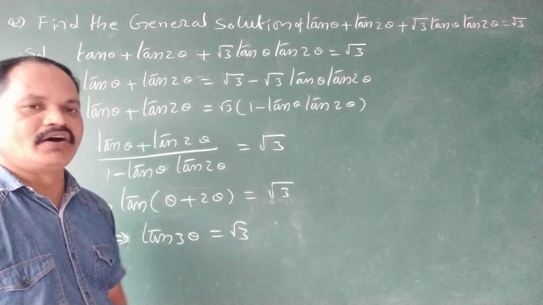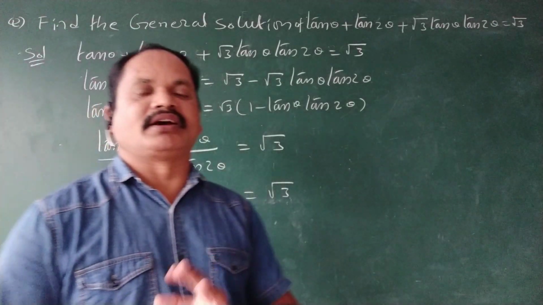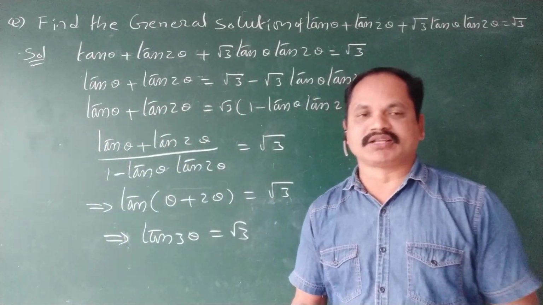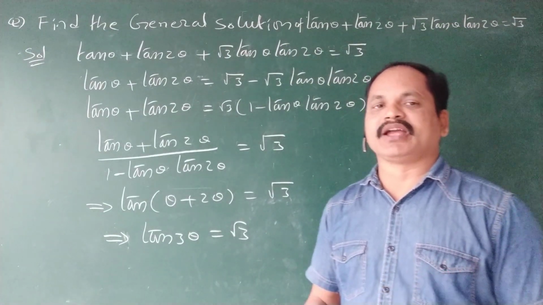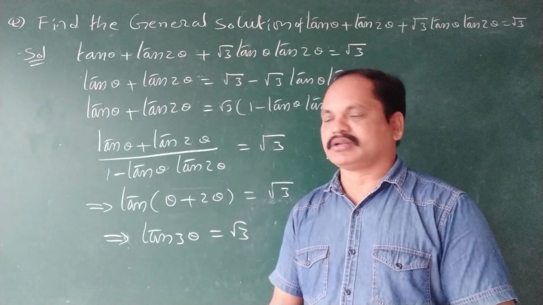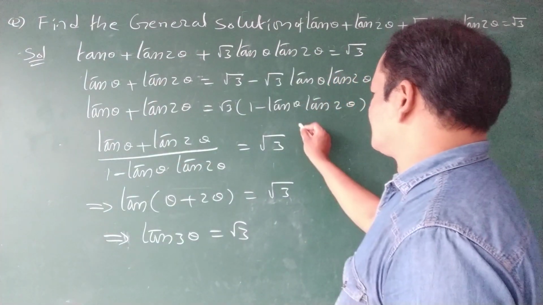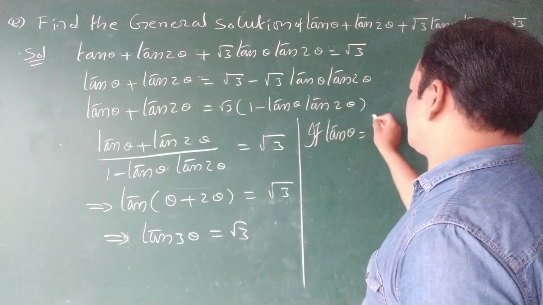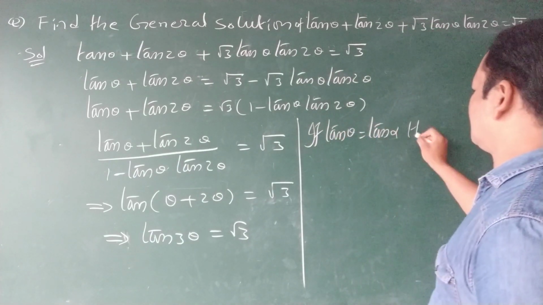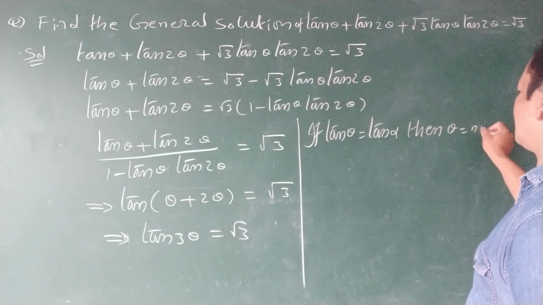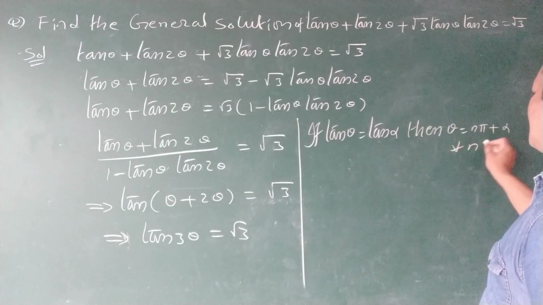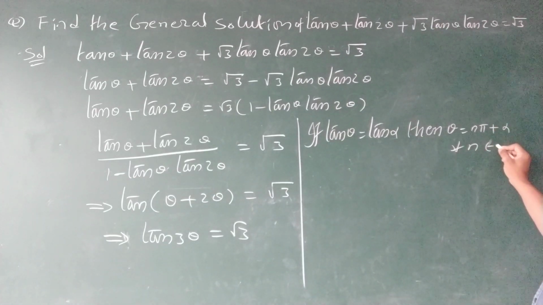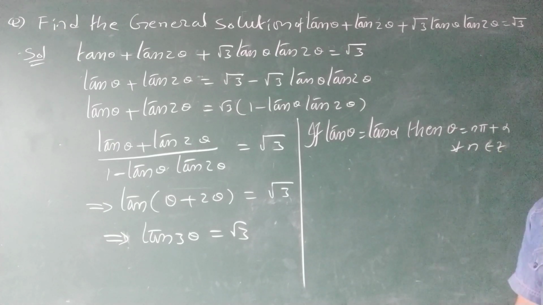This is in the form of tan theta is equal to tan alpha. So what is the general solution for tan theta is equal to tan alpha? We have to write the formula: if tan theta is equal to tan alpha, then theta is equal to n pi plus alpha for all n belongs to Z.